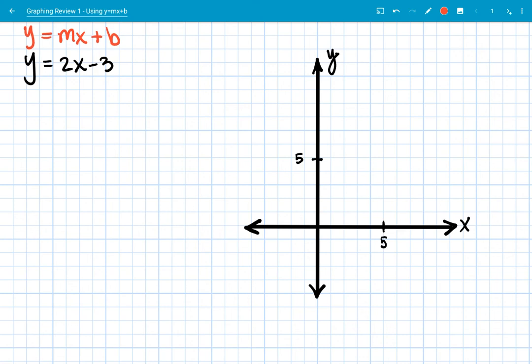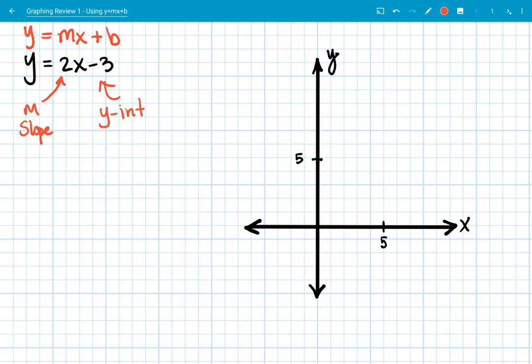Mr. McLean here. Gonna do a quick video reviewing how to graph a linear equation like this, y equals 2x minus 3, using information that we can get from the equation about the m value, which is the slope, and the value of b, which is the y-intercept. So we can accomplish graphing this equation without making a data table.